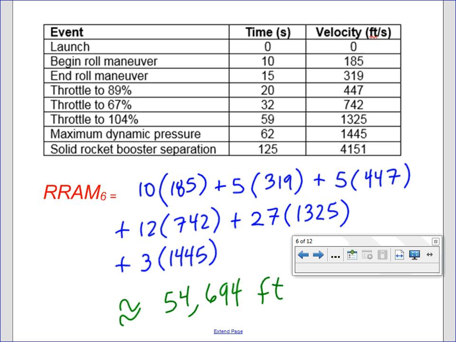Okay, so is this going to be an overestimate or an underestimate, and why? Quietly tell your partner, and then I'm going to have you share with the whole class. So would this be an overestimate or an underestimate for this situation, and why?